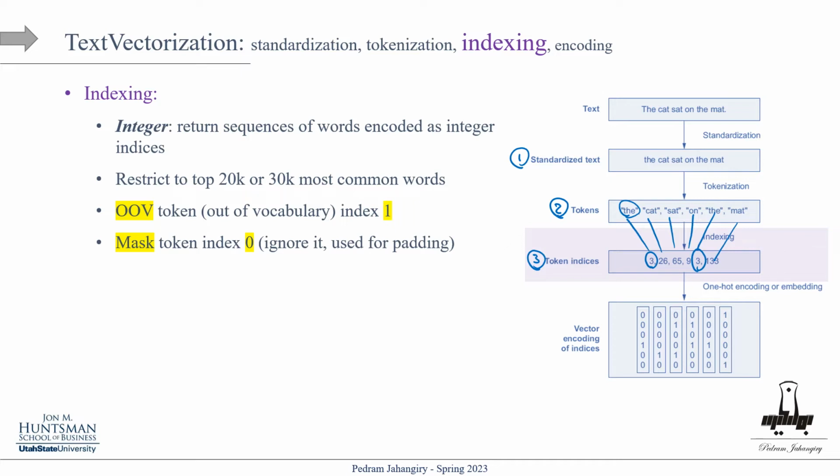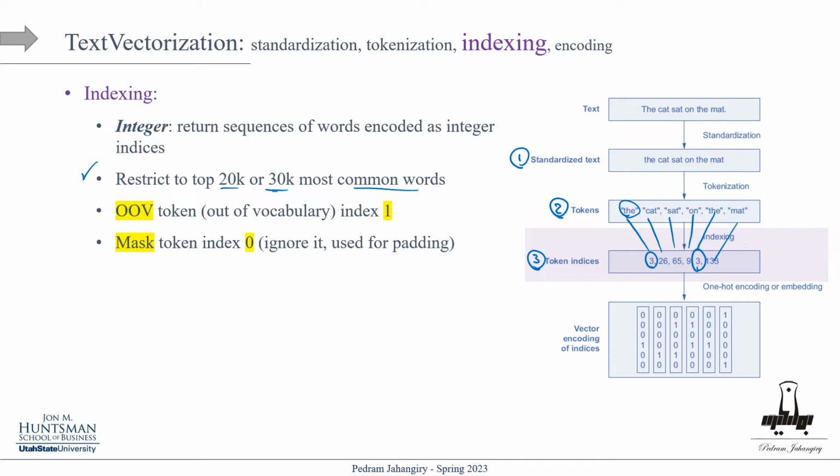And usually we restrict this vocabulary to the top 20,000 or 30,000 most common words, basically to keep the feature space manageable, right? Because indexing those rare terms would result in an excessively large feature space, and most of the features would have almost no information content, right? So we're going to restrict it to 20,000. 20,000 usually works, or 30,000 if you want to be more restrictive.